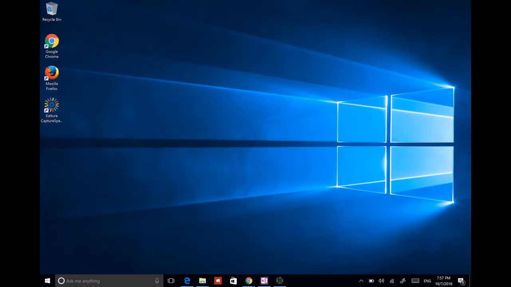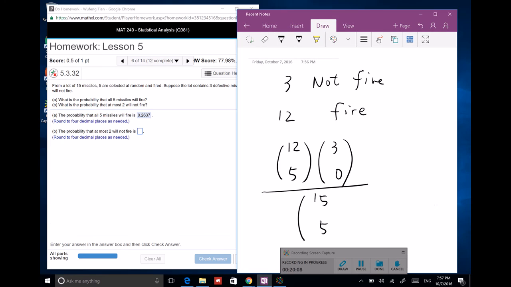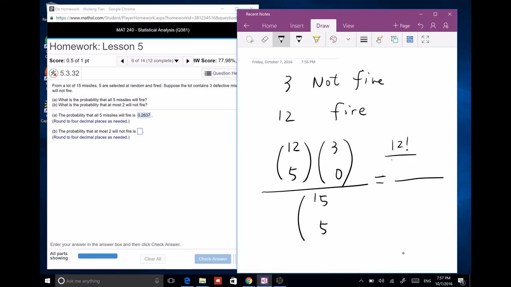Then how do you calculate it? So this one equals 12 factorial over 5 factorial times 7 factorial, which is 12 minus 5, times 1. The bottom is 15 factorial over 5 factorial times 10 factorial. You can use a calculator. Your answer is going to be 0.2637. Okay, that's how you do the first one.